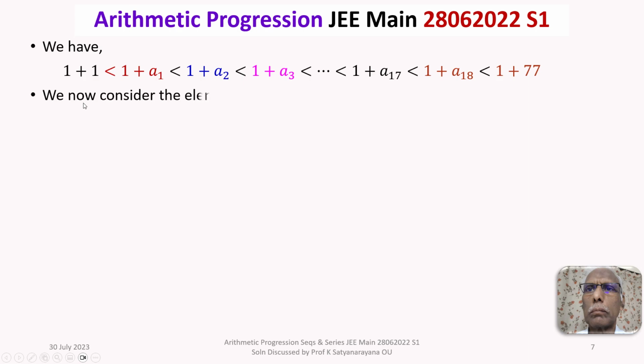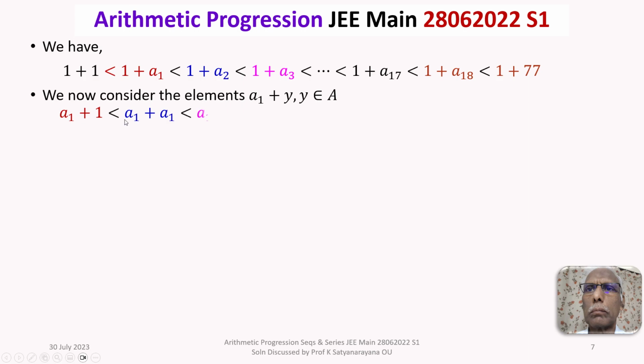And we now consider the elements A1 plus Y, where Y belongs to A. That means the first element is fixed, A1, and Y is varying over A. So you will get again 20 elements. What are they? A1 plus 1, A1 plus A1, A1 plus A2, A1 plus A3, and so on and so forth.